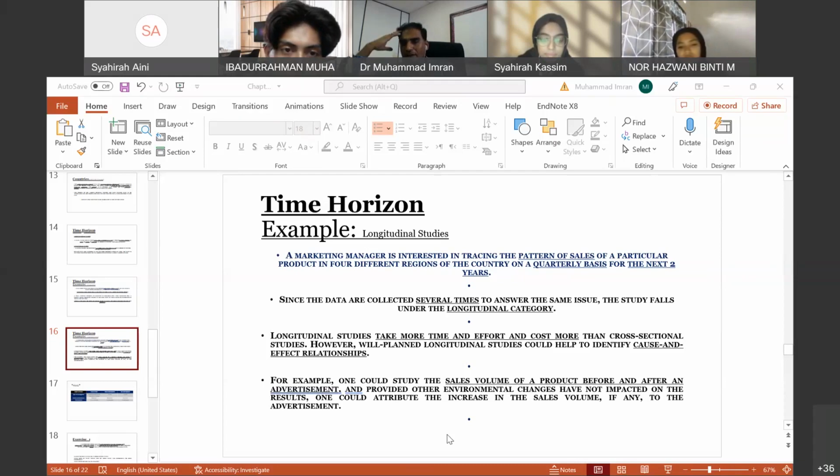See what you understand about the difference between cross-sectional and longitudinal study. What do you understand? Anybody want to give the answer? What did you understand? What is the difference between the cross-sectional and the longitudinal study?